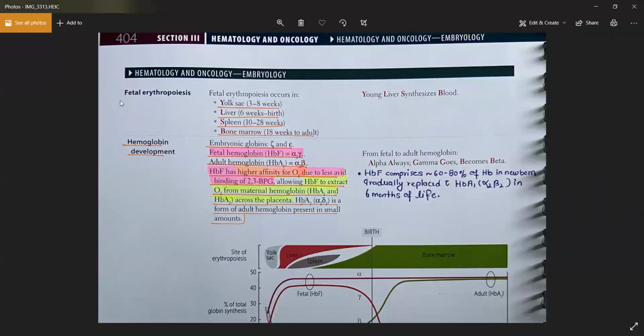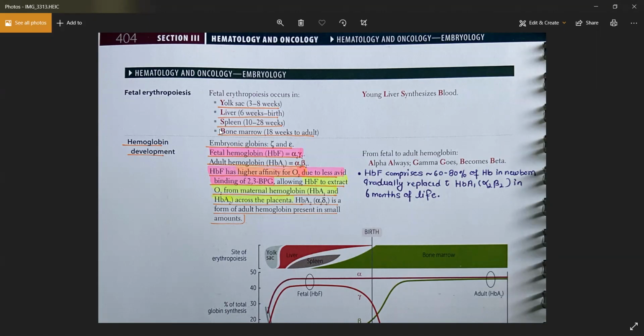Okay, so first is the fetal erythropoiesis. In the fetal life, where does erythropoiesis take place? In the first 3 to 8 weeks, it was the yolk sac. From 6 weeks up to the birth, it was the liver. The spleen also takes part in the erythropoiesis between 10 to 28 weeks. And the bone marrow starts taking part in the erythropoiesis at 18 weeks.